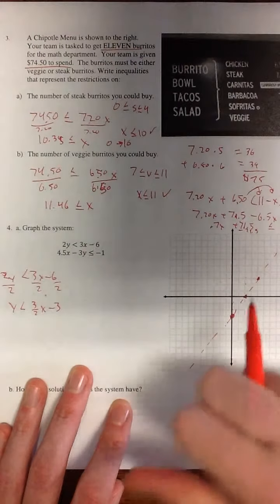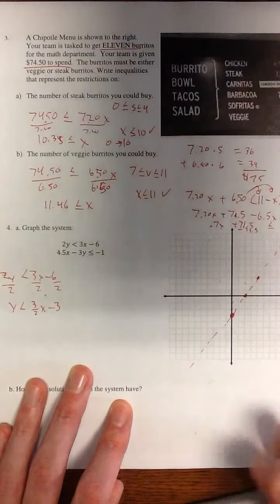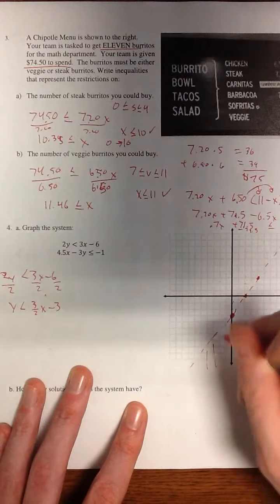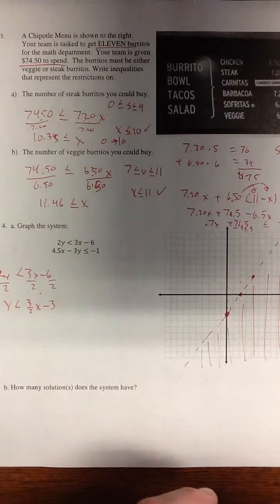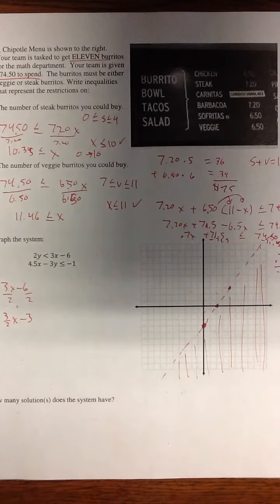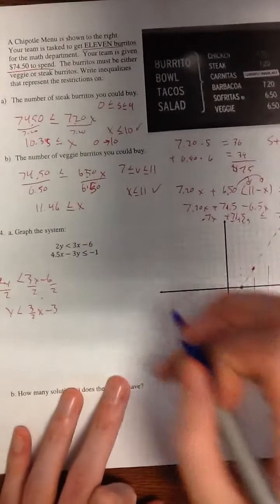Then I got to decide shade up or shade down. Well, it says y is less than, so less than means we got to shade down. Alright, that works for me. So I've got my graph for that one. Now I have to do the other one, the 4.5x one.